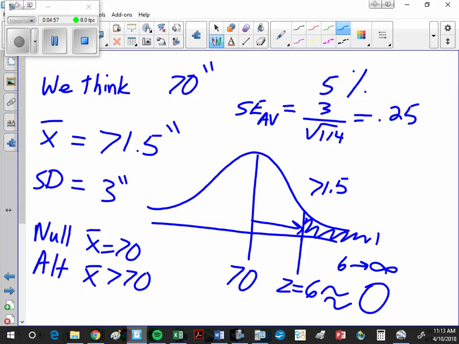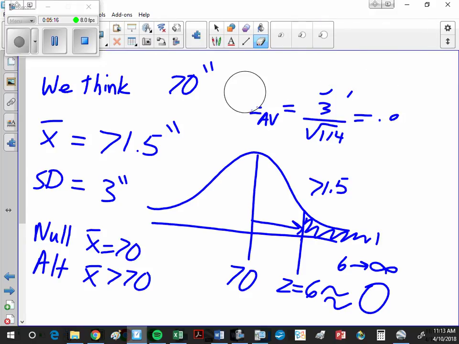Now, can I make a guess at what they really are? I could make a confidence interval and all of that, but I'm pretty sure it's not 70. I think it's bigger than 70.